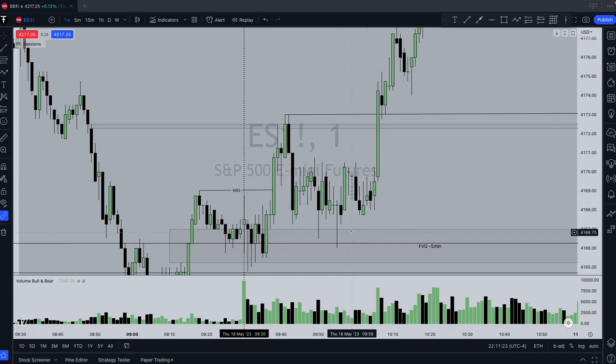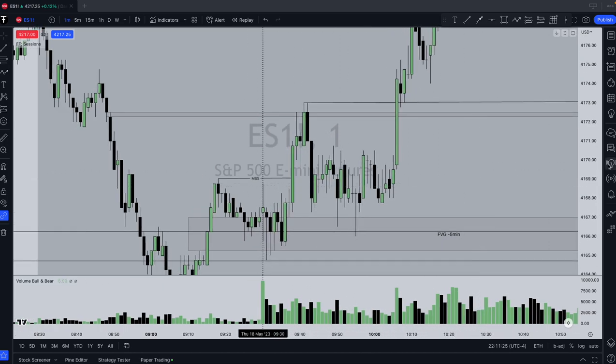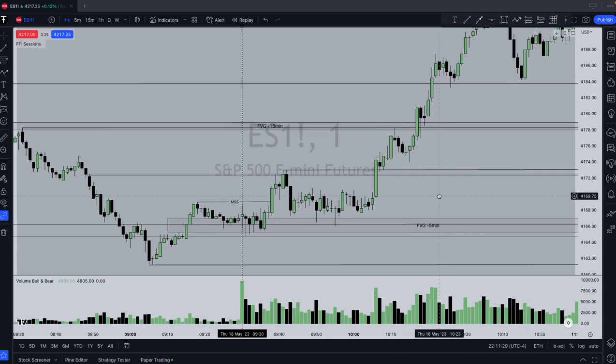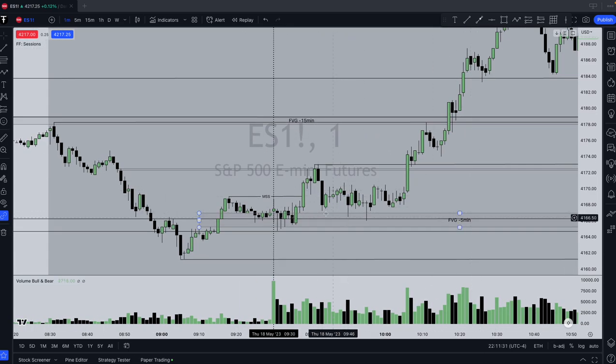So now that we're in this fair value gap, this is where I'm looking to take my entries, okay? Back in this fair value gap. So what I'm looking for is I enter right here, and the first target that I have is this buy side liquidity point. This is the first target to have, the buy side liquidity, and then I need to figure out where I want to have my stop loss, right?